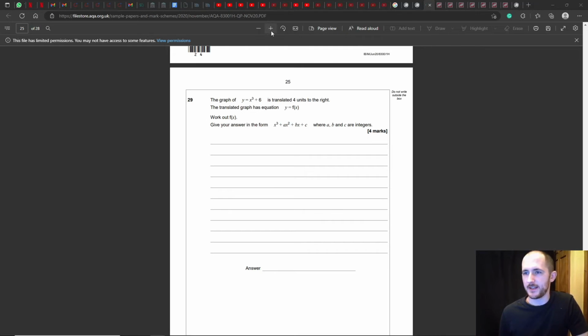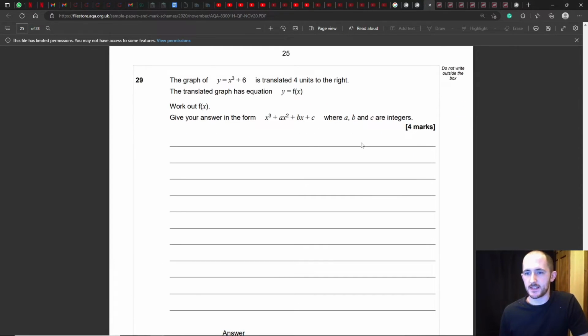So if I make this slightly bigger, this is an AQA question, and this is probably one that would catch quite a few people off. I like functions too. They give you a graph, x cubed plus 6, translated 4 units to the right. The translated graph has the equation y equals f of x. Work out f of x, give your answer in the form, right? So if we have a look at this, why can't I draw on it? I'm assuming if I saved it, I could.